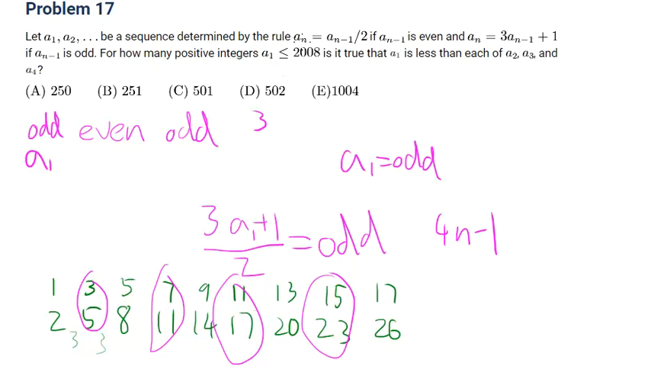Now this is a multiple of 4, which makes it easy. There's only one 4 minus 1 integer from 1 to 4. There are 2 such integers from 1 to 8. In fact, you just divide this thing by 4. It's 502.